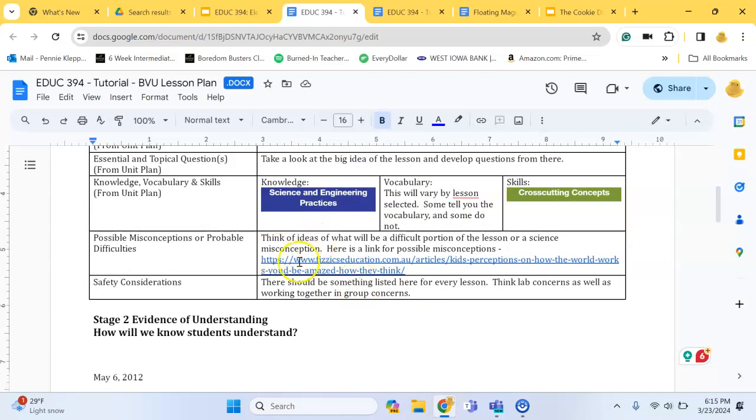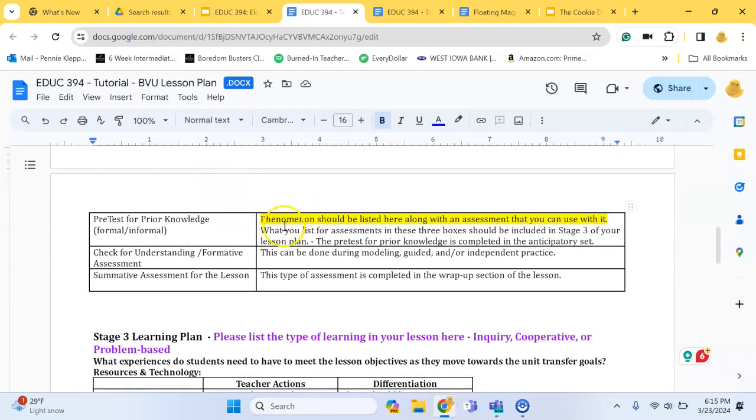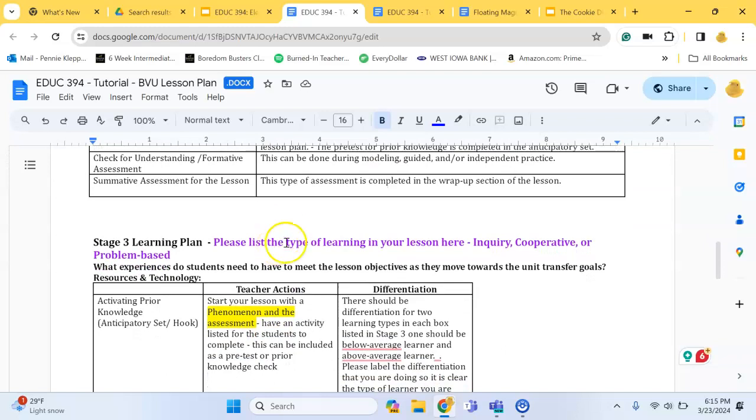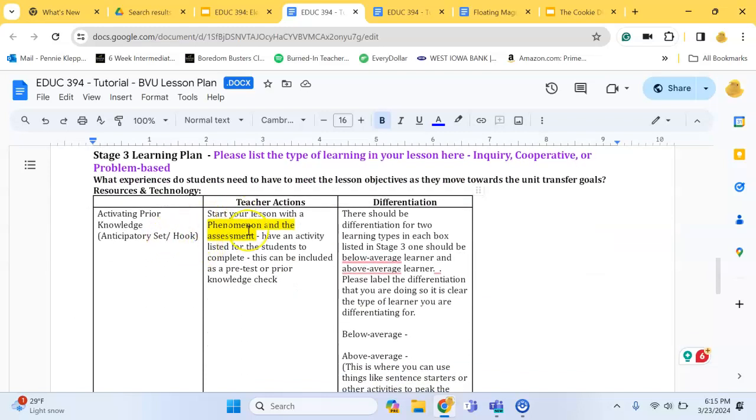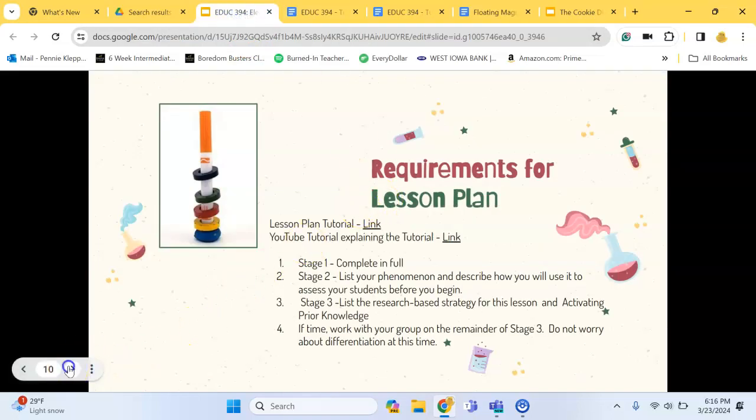Think of what could happen in class with those types of things. This portion would be the misconceptions, or why students would not understand why magnets repel. And then the safety considerations is what could you see happening with magnets in the classroom? So that stage 1 needs to be completed in full. Stage 2, you just need to list the phenomenon and what you're going to be doing. Stage 3 is where you would put what way you were going to teach it, whether it be inquiry, cooperative, or problem-based. And then right here, you just have to list your phenomenon once again and how you would complete it. And that's all you would have to do to receive the 10 points.